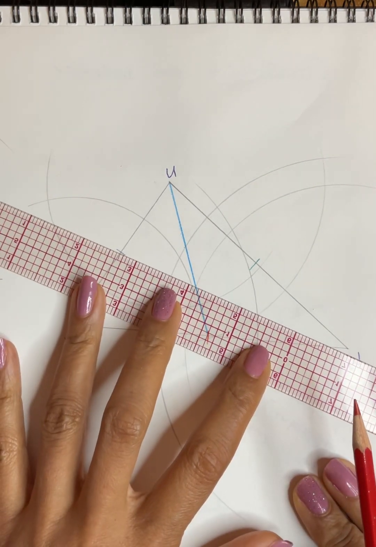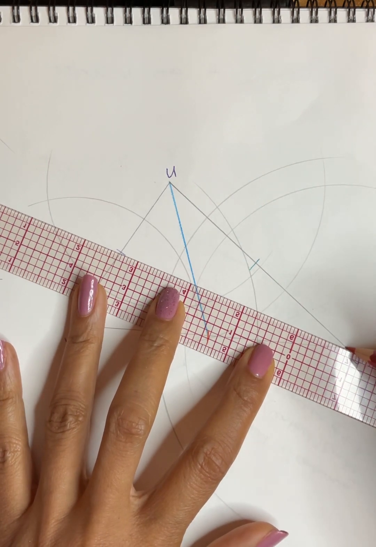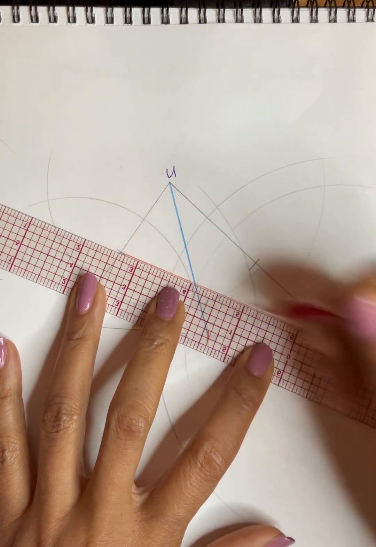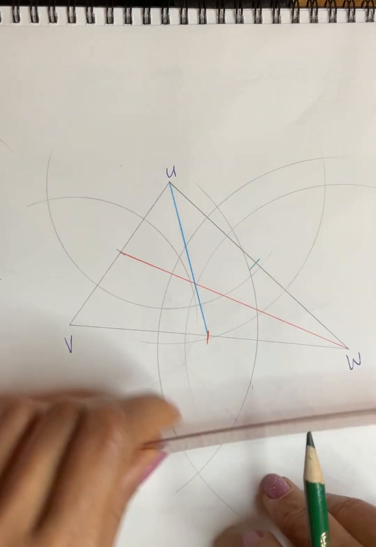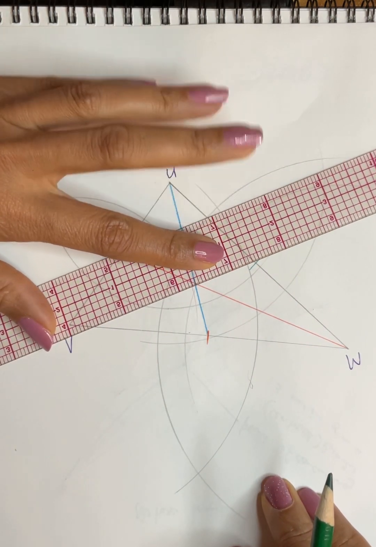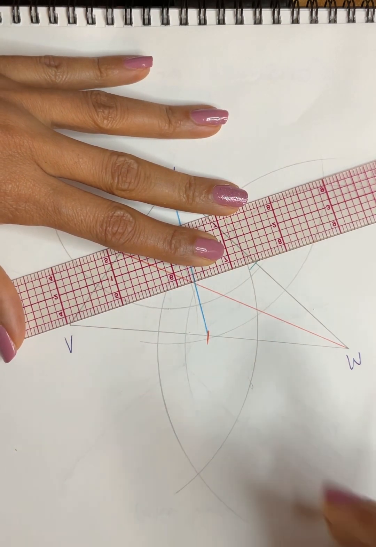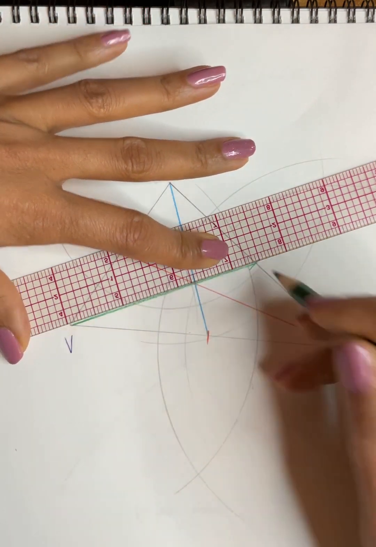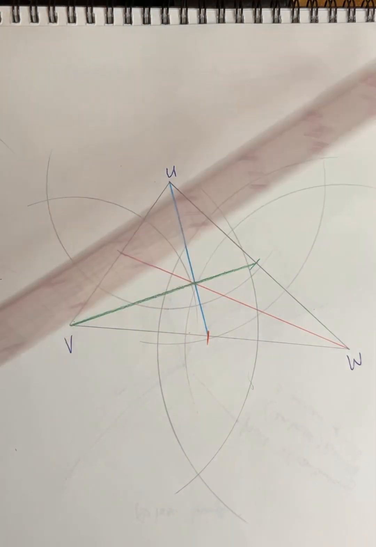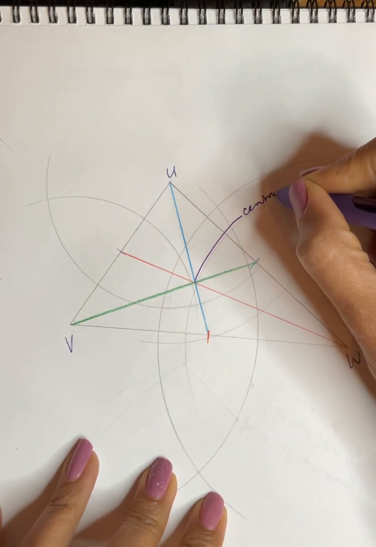And this one, my midpoint is here. I create my median. So this is your median. Okay, and the last one is the midpoint of UW, and right here. Okay, and it also meets inside. So the centroid also meets inside.